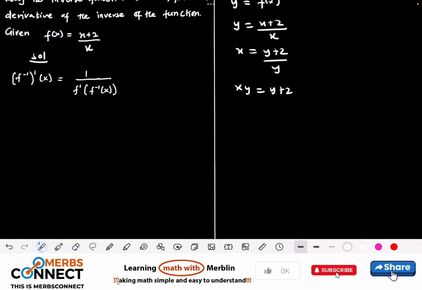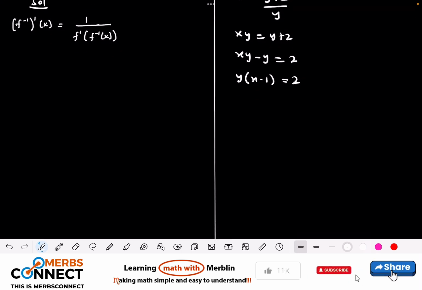Good. So this will multiply this, then we make y the subject, so xy minus y and 2. So what I'm doing is I'm subtracting y here, subtract y here. So this one will cancel this. So here we'll be left with 2. And then I'll factor y out, y times (x minus 1), which is equal to 2. Then y will be equal to 2 divided by (x minus 1).